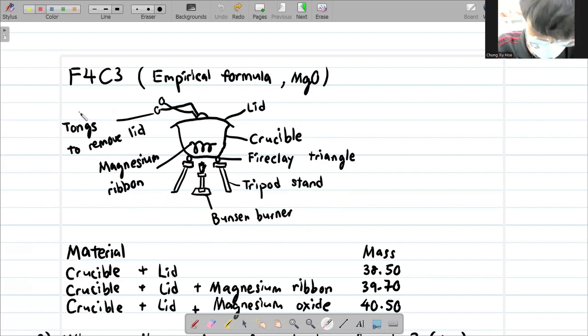In this case, tongs to remove the lid, you can actually ignore it. Magnesium ribbon basically means magnesium. The ribbon, you can just ignore it. It's the same thing. And Bunsen burner, tripod stand, these are just practical things that you need to know. On the exam, they won't ask you to label it, unless it comes out in Amali, then it will be a different case.